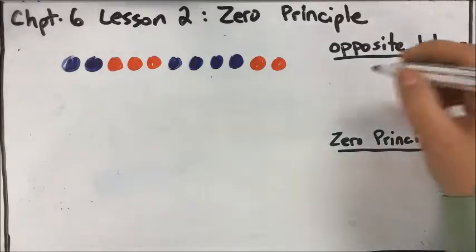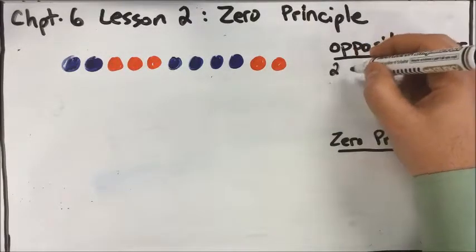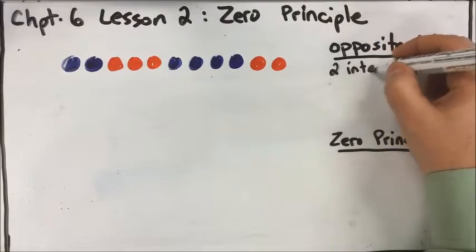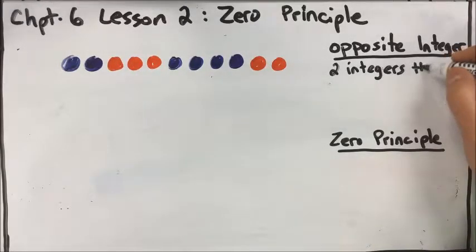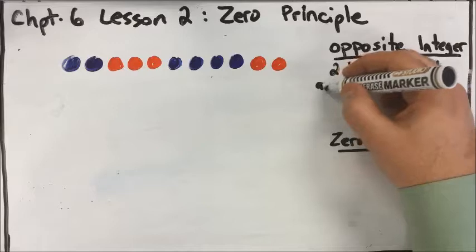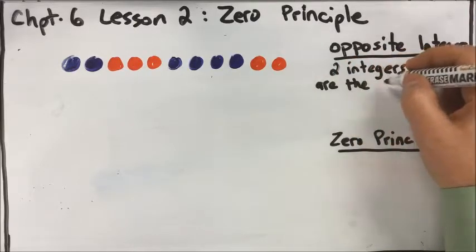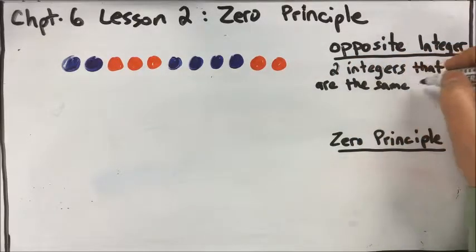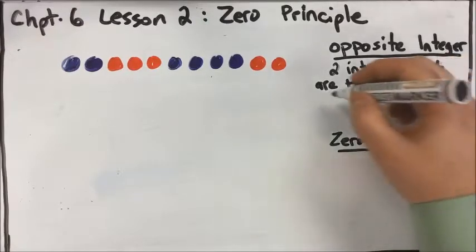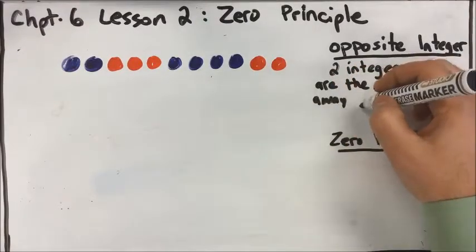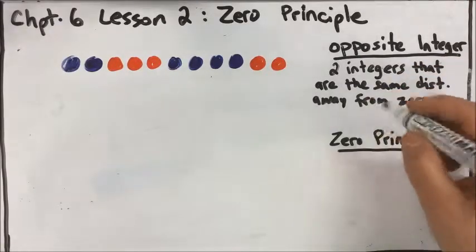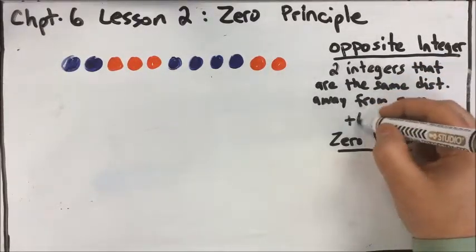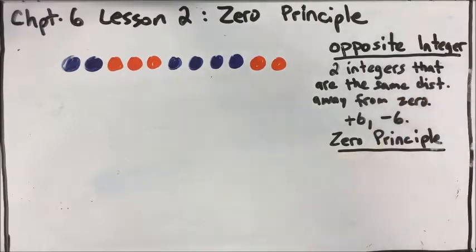So an opposite integer is two integers that are the same distance away from the zero. So an example would be like positive 6 and negative 6.